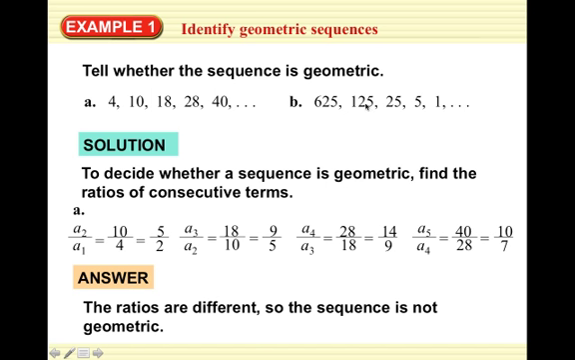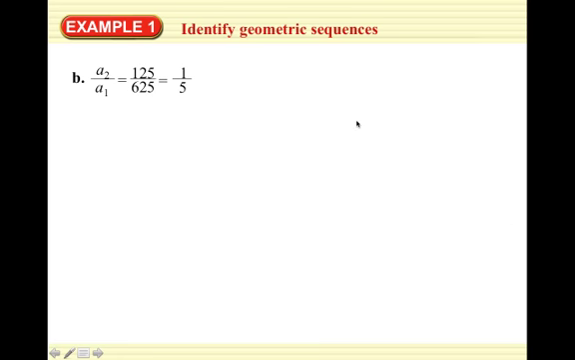So we're dividing to get from one term to the next, but dividing by a number is the same thing as multiplying by its reciprocal. So I could think of this as multiplying by 1/5 to get from one term to the next. And that works. So this is geometric with R equaling 1/5, because that's what I need to multiply one term by to get to the next term.